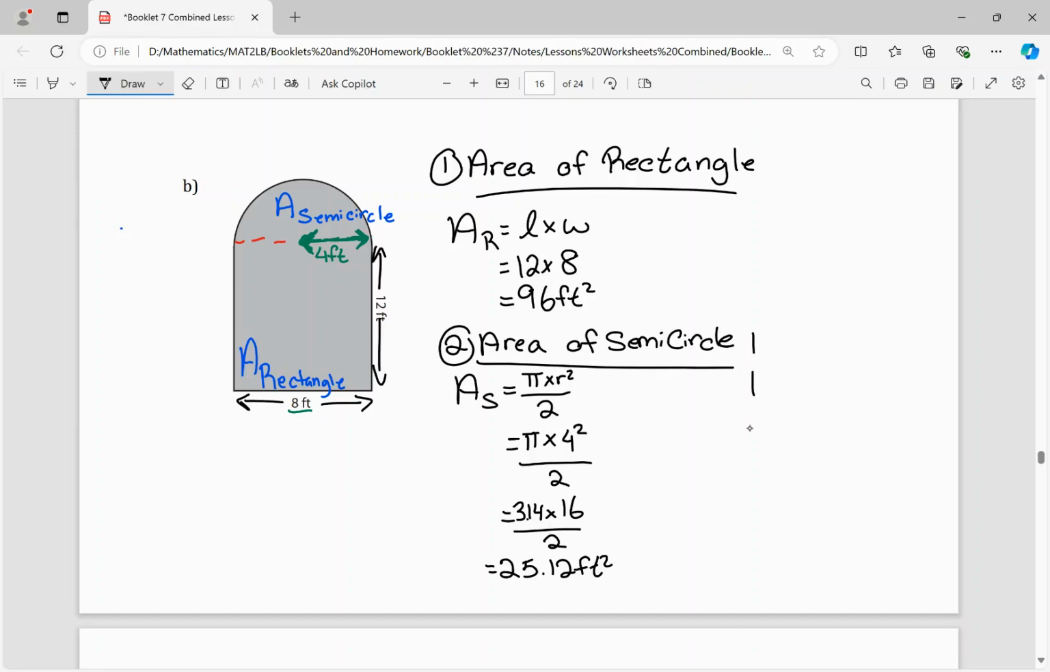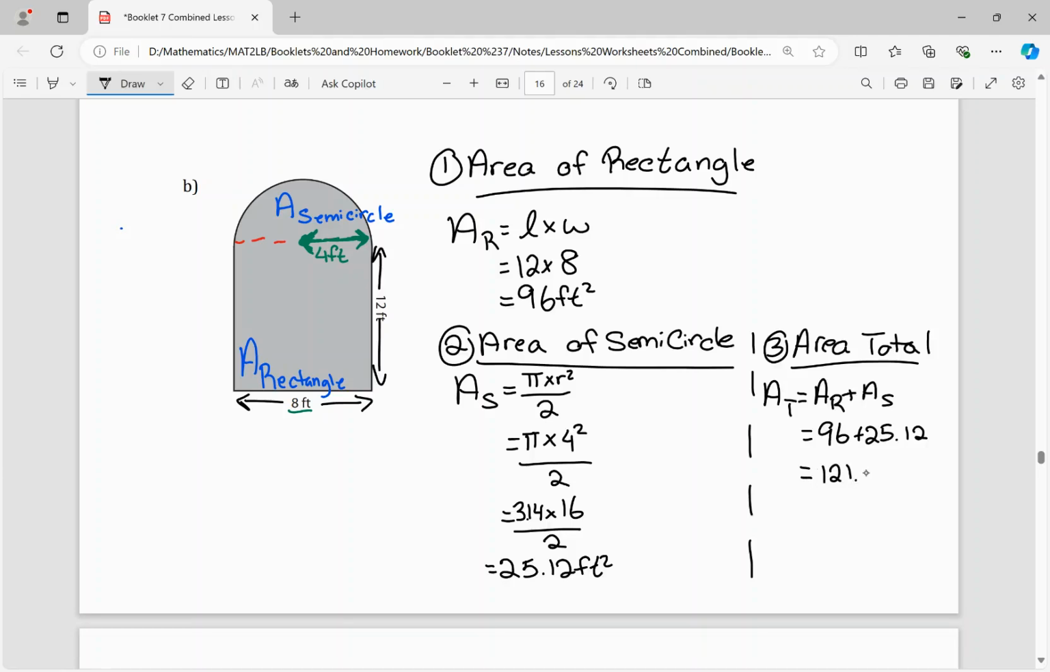So the final thing that we need to do is calculate the area total. And the total area is equal to the area of the rectangle underneath plus the area of the semicircle on top. So that is 96 plus 25.12, which gives us an answer of 121.12 feet squared.